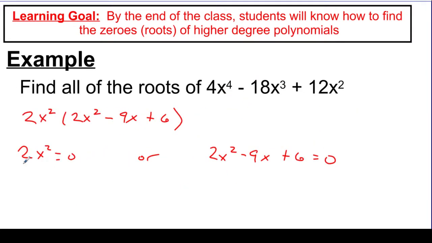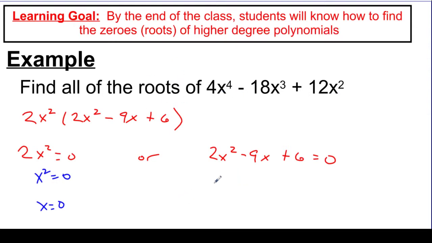In this case, the first one's pretty easy. I can say that 2x squared, or I'm sorry, that x squared equals 0. If I divide both sides by 2, I get that x squared equals 0. And when I square root both sides, x is still 0. So 0 is a solution. It's a root to this expression.